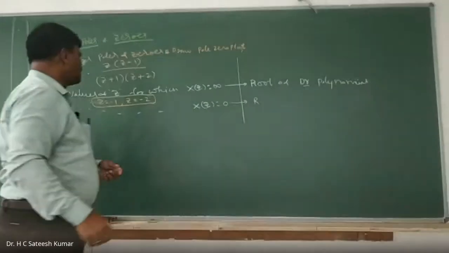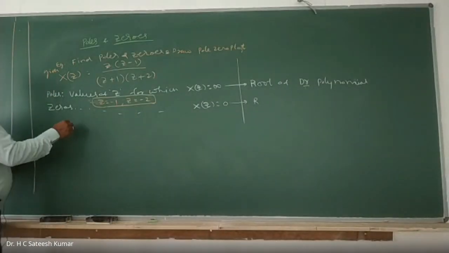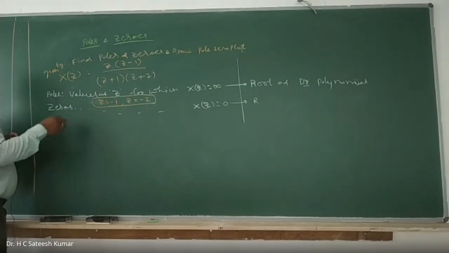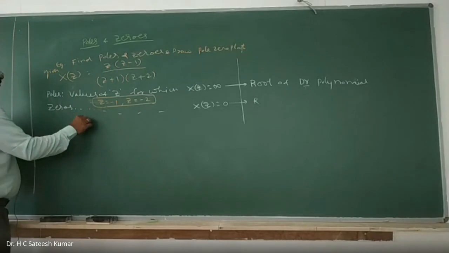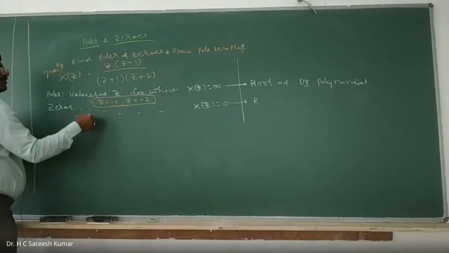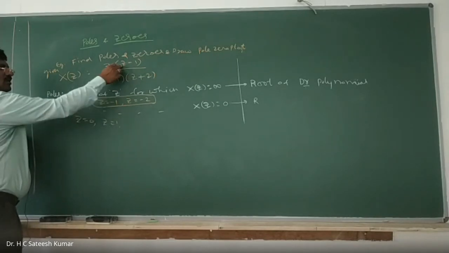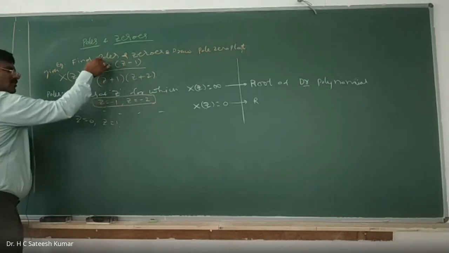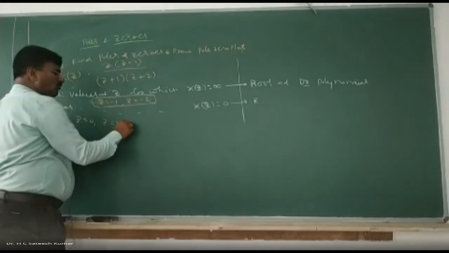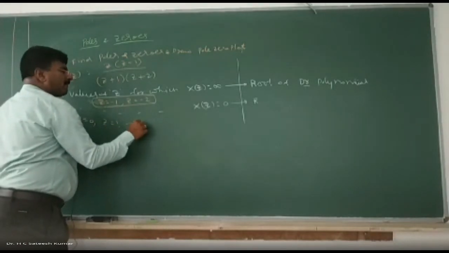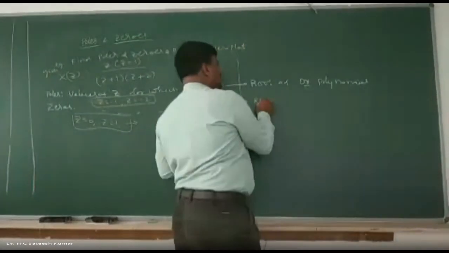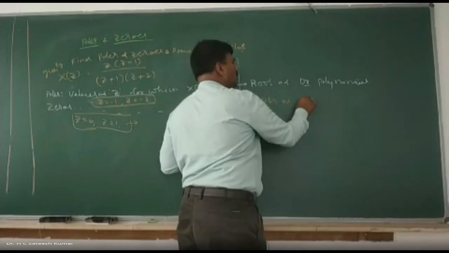What about zeros? Zeros are the values of z for which X of z is equal to 0. For what value of z is X of z 0? One is z is equal to 0. When z is equal to 0, 0 into anything is 0, divided by anything is 0 only. Z is equal to 1 also: 1 minus 1 is 0, 0 into anything is 0, divided by anything is 0 only. So z is equal to 0 and z is equal to 1 are known as zeros of X of z. These are nothing but roots of the numerator polynomial.